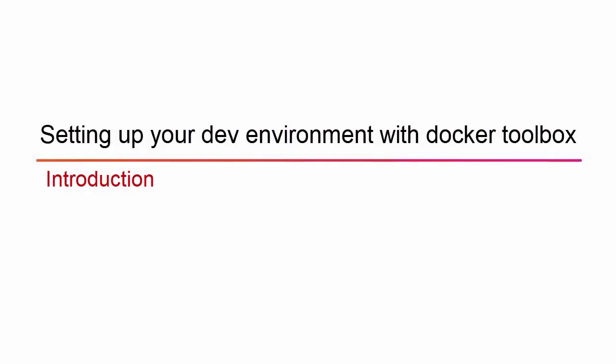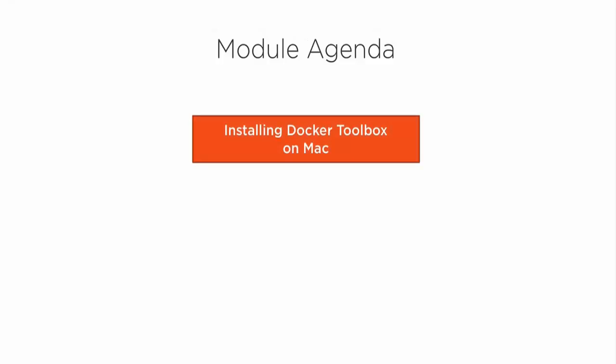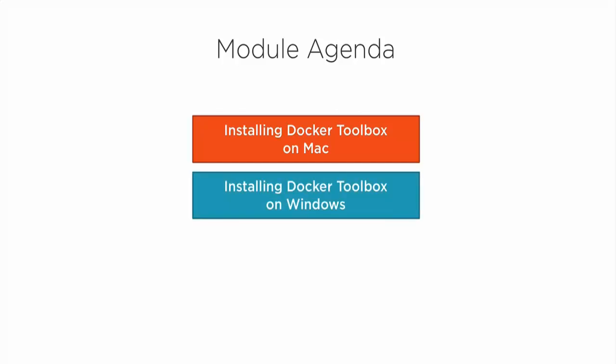In this module, we're going to take a look at the process for setting up Docker Toolbox on your development machine and getting a development environment all set up and running. I'm going to start off by introducing the process of installing Docker Toolbox on a Mac, and then I'll show the same process on a Windows machine. You're going to see, regardless of whether you're running on Mac or Windows, it's a very simple process, and you can have Docker Toolbox installed and up and running in a matter of minutes.